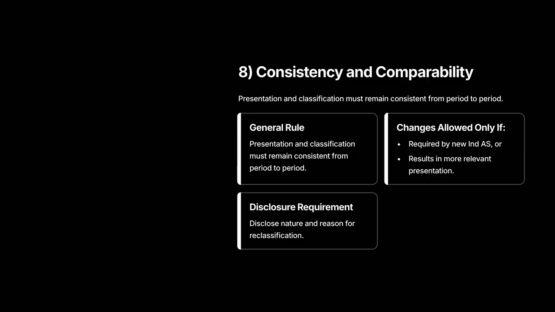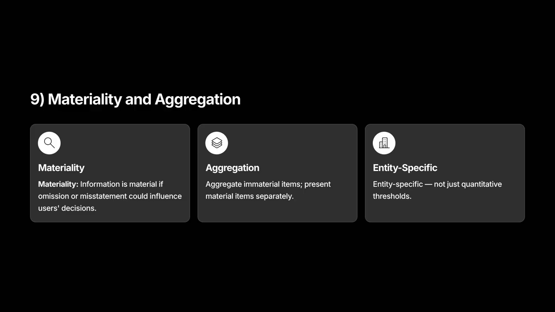Materiality and aggregation. Materiality is about user decisions, not just numbers. If omission or misstatement could influence decisions, it's material. Aggregate immaterial items, but present material items separately. Materiality is entity-specific. There's no universal numeric threshold.